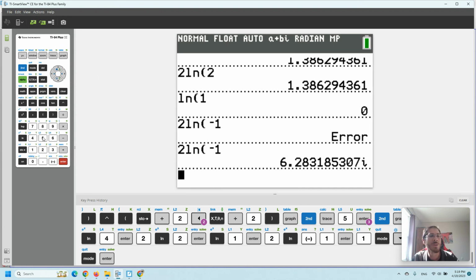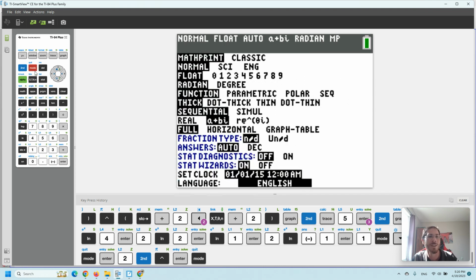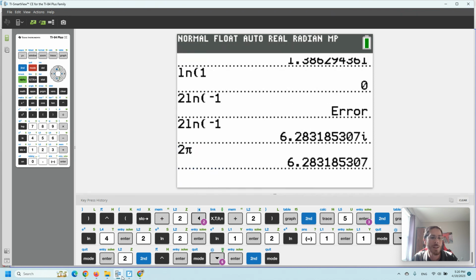Very cool number though, 6.28. Is it? It's looking very suspicious. It is 2 pi, so it turns out that's 2 pi i. Kind of cool, but yeah, we're kind of getting off track at this point. Let's switch back into no i's please mode. That's real mode for no i's. And let's carry on.